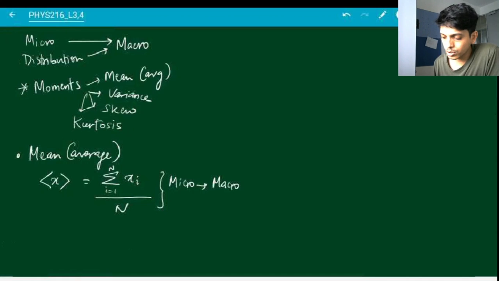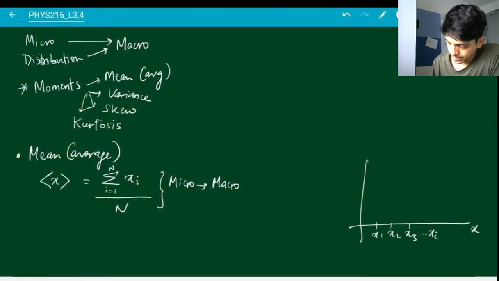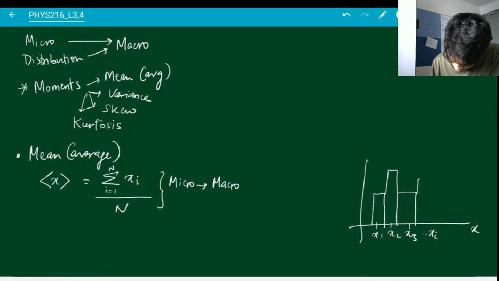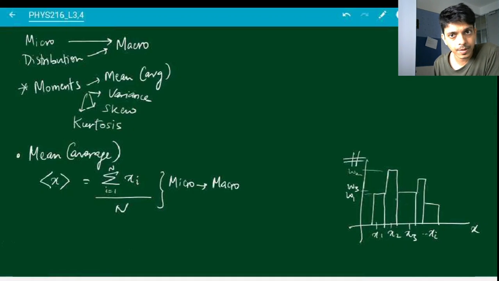But suppose you don't know that, but instead you know the distribution. So x1, x2, x3, in general these are your xi's, and you know how many times each one occurs. Which means you know the frequency of each one. So let's say x1 occurs w1 times, x2 occurs w2 times, x3 occurs w3 times, and so on. So you know each one's frequency. Then how do you calculate it?